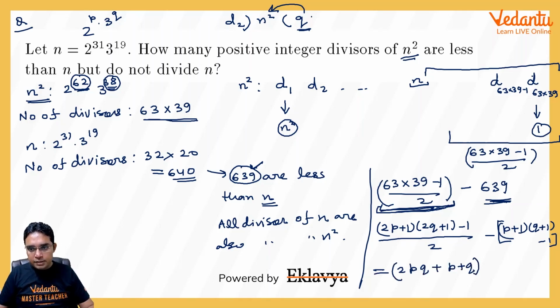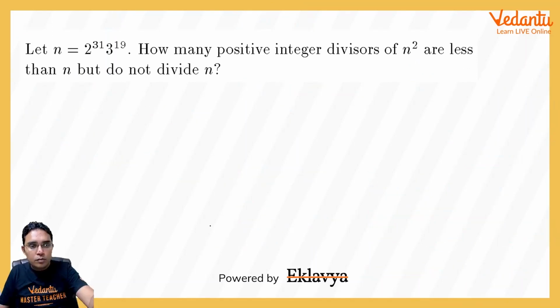1 is already cancelled, and minus here it will be pq plus p plus q. 1 is also cancelled, and you can check it comes out to be p into q. So what we need to do, we just need to multiply 31 with 19, and that will give us the answer. I will like to do this question in another method.